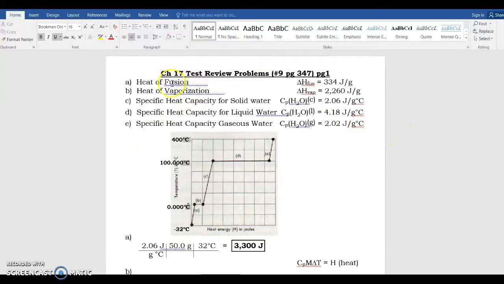These here, the heats of fusion and vaporization, these numbers here are specific to water, and so make sure that if it is water, that's what we're going to be using, and we'll give you these values so that you know what to use. Don't be afraid to ask, but we will have these values for you.